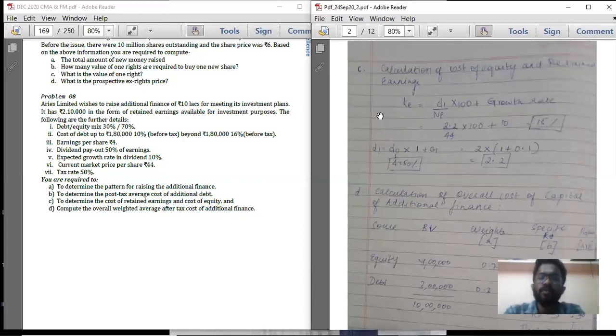Here they are given earnings per share and the dividend payout ratio. Using the dividend plus growth rate model, you can easily find the cost of equity. So below that, KE is equal to D1 divided by NP into 100, within bracket, plus growth rate into 100. D1 means dividend including the growth rate, and NP is the net proceeds.